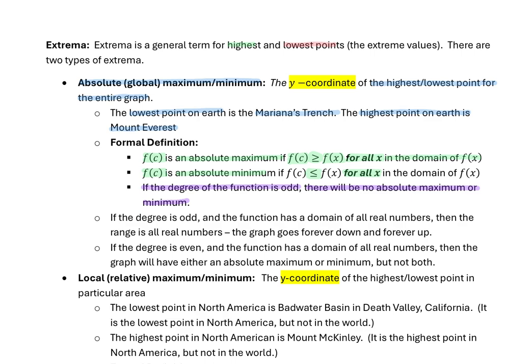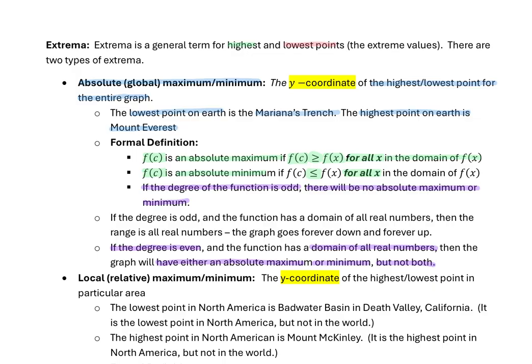All right, if the degree is even, and the function has a domain of all real numbers, then the graph will have either an absolute maximum or minimum. And the key thing here is domain of all real numbers. If we're going forever to the left and forever to the right, we will have a lowest point or we will have a highest point, but we will not have both. Okay, so that is our first type of extrema, which is called absolute.